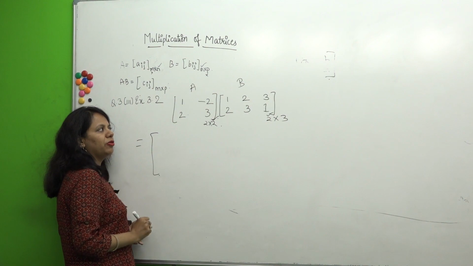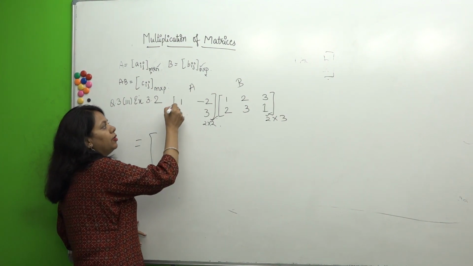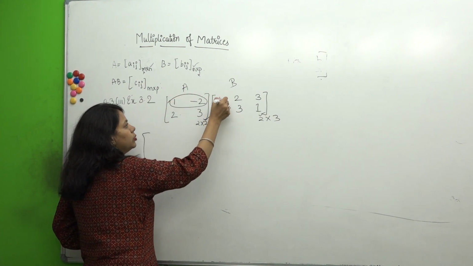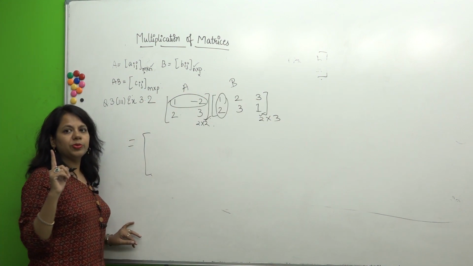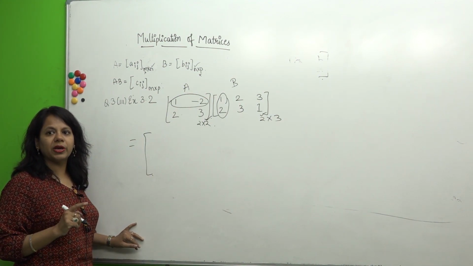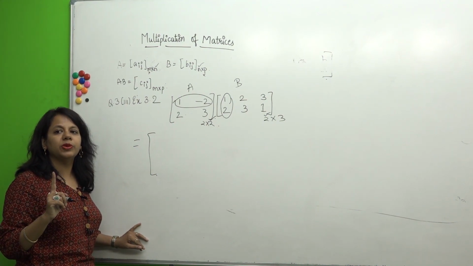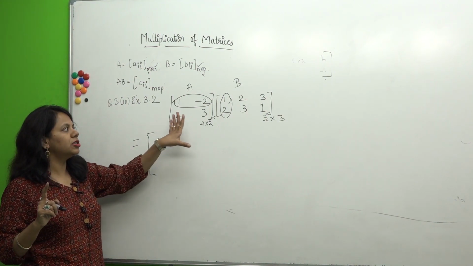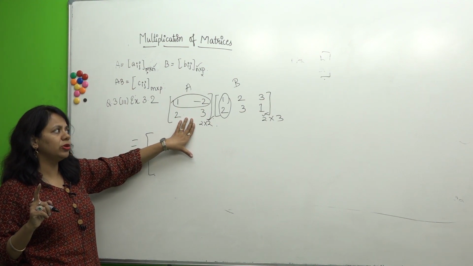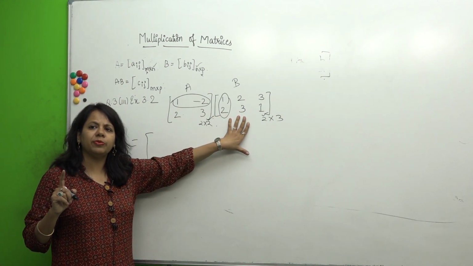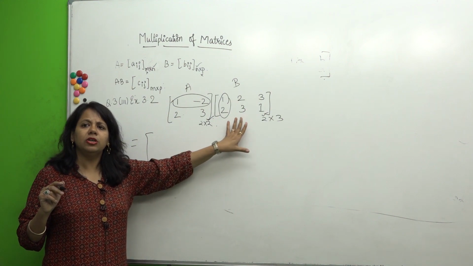Now how do I perform matrix multiplication? First row into the first column gives me the first element. Please do remember, first row into the entire first column gives me the first element. From the first matrix, we would be only taking the rows, and from the second matrix, we would be only taking the columns.